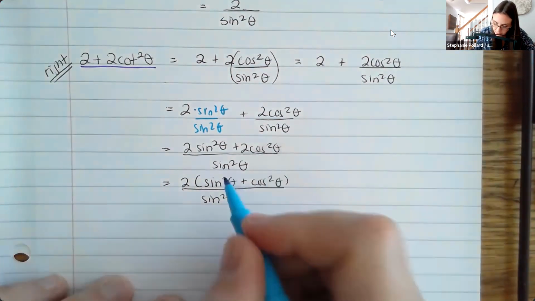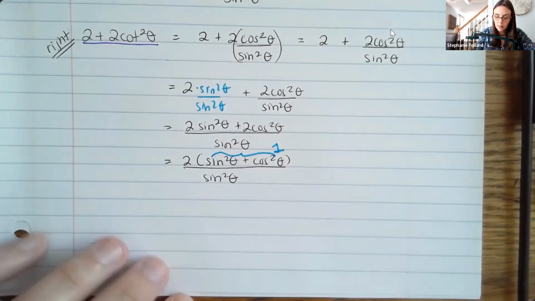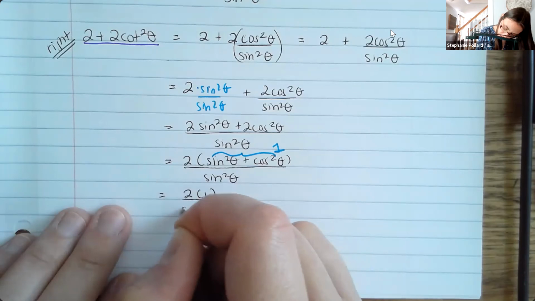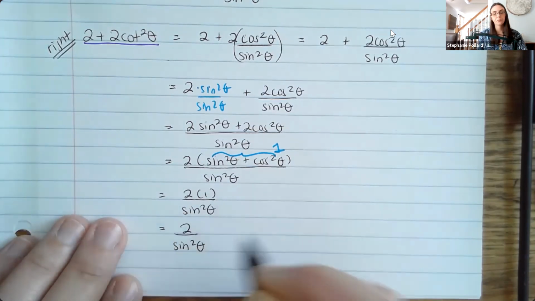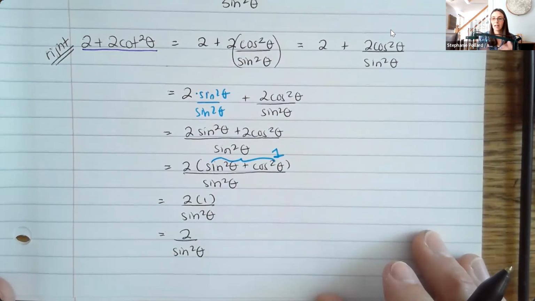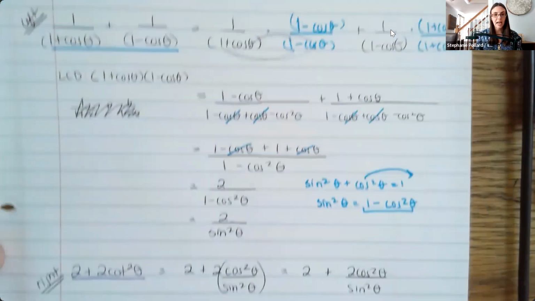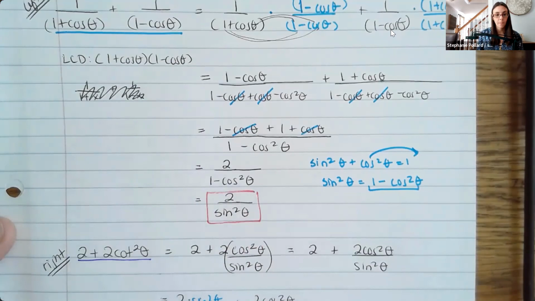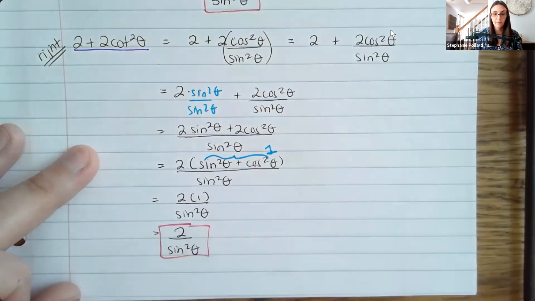Remember that this right here is one of the Pythagorean identities. Sine squared plus cosine squared of the same angle is 1. So this becomes 2 times 1 over sine squared theta, or 2 over sine squared theta. All right, and again, I'm like, okay, I'm stuck. I did not get the left side. But notice what happened. When I simplified the left side, I came to 2 over sine squared theta. And when I simplified the right side, I also came to 2 over sine squared theta.